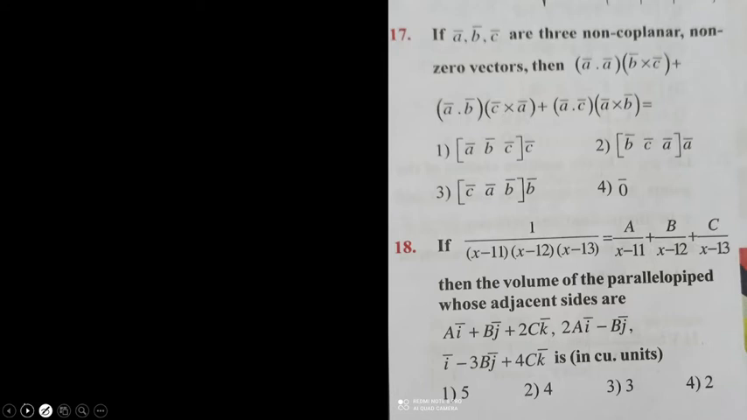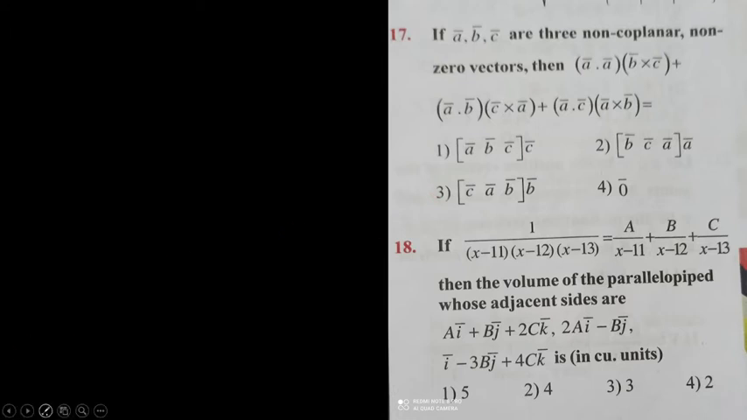Next problem, question number 17. If a bar, b bar, c bar are three non-coplanar non-zero vectors, then the value of the expression a bar dot a bar into b bar cross c bar, plus a bar dot b bar into c bar cross a bar, plus a bar dot c bar into a bar cross b bar is required. Options are given here.